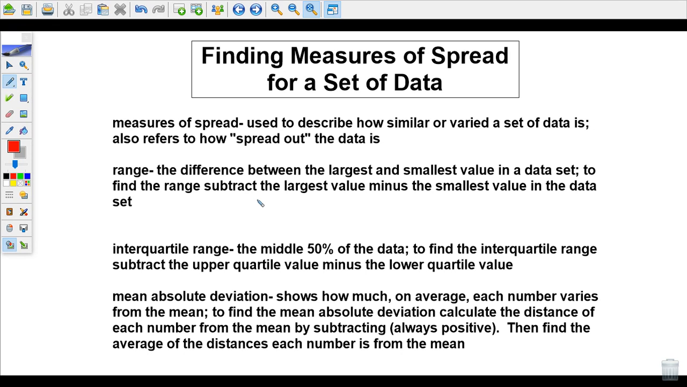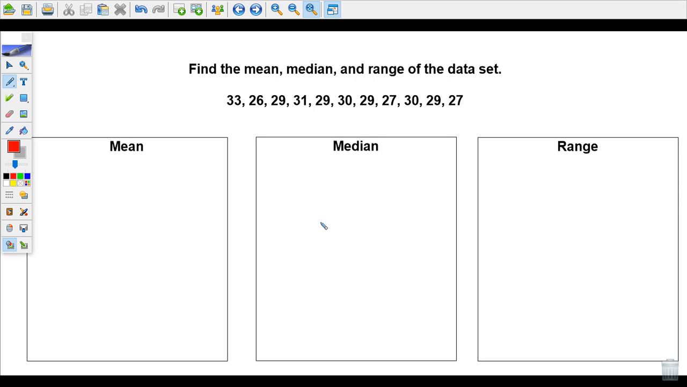Range is just the difference between the largest and the smallest in the data. So that's going to be helpful. If we put them in order from least to greatest for the median, we'll just use that and we just subtract the biggest number minus the smallest number. And that just shows us how spread out the data is. So let's jump into some examples here. We're going to find the mean and median, which are the measures of center right here, and then the range, which is one number that shows us the measures of spread.